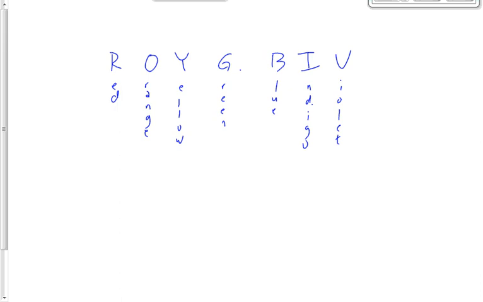Biv. They may not remember what it means, but they remember Roy G. Biv. Red, orange, yellow, green, blue, indigo, and violet. Red has a low frequency. You wouldn't have learned that in grade 3, but now we know that red has a low frequency, and violet or blue has a high frequency. So the further to the right that we get, the higher the frequency gets.